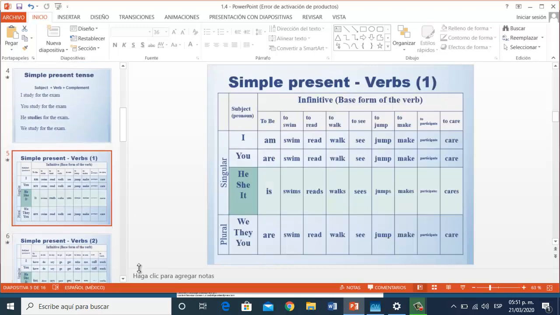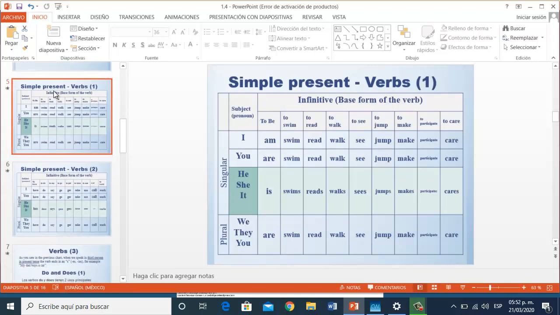Okay, now let's also review these charts that I gave to you last class. We have a bunch of verbs in the base form, verb to be, verb to swim, to read, and if you remember, we talked about the irregular verbs, regular verbs too. We have here he, she, and it in green, so you can see that they do change by adding an s, an es, or ies.